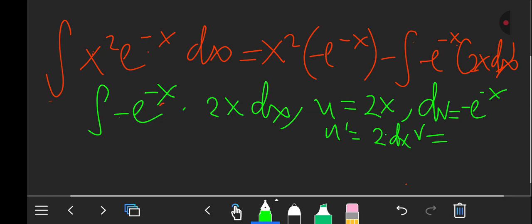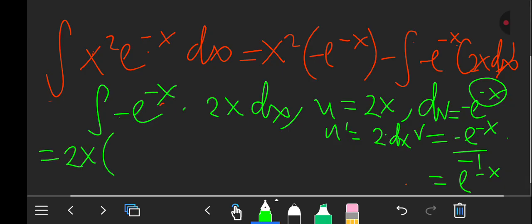My v will now be the integral of this, so it will be negative e to the power negative x, divided by the derivative of negative x, which is negative 1. So it will be like that, and that will give me a positive e to the power negative x. Then I can substitute in the formula. What is my u? My u is 2x. What is my v? My v is e to the power negative x, like that.